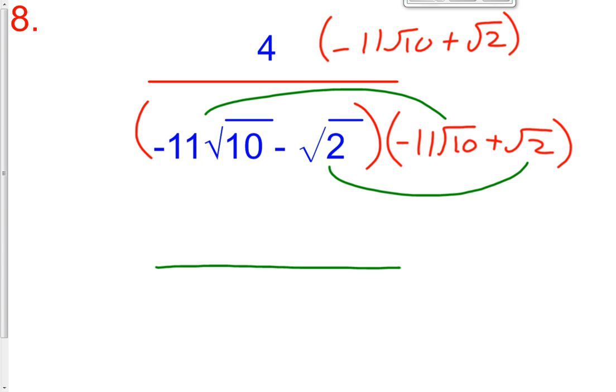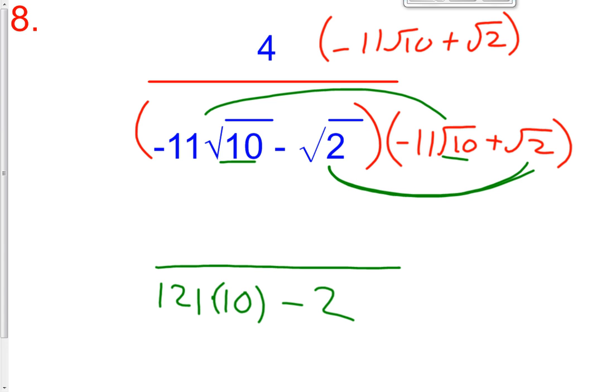So the first times the first. A negative times a negative is a positive. 11 times 11 is 121, and square root of 10 times square root of 10 is 10. So we have 121 multiplied by 10 is what we get for our first term. The middle two terms cancel out, so don't even write them. And then we have our last term, which means a negative times a positive is a negative, and square root of 2 times square root of 2 is 2. So there's our denominator so far.